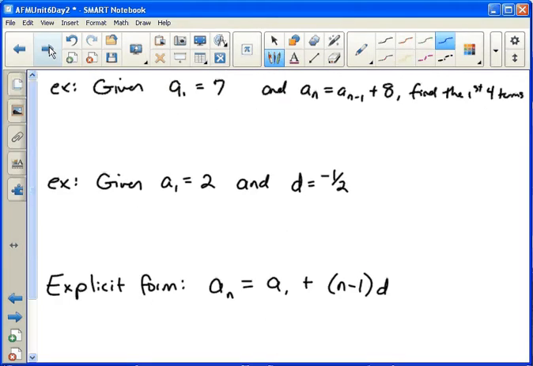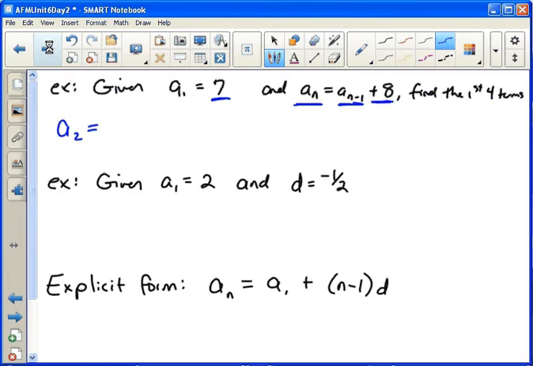Okay, one thing they may ask is to put it in recursive form. We've actually done a couple of these on our homework already. It says given a1 equals 7, so that's our first term, and then it says an equals an minus 1 plus 8. Remember, this represents the term you want, this represents the term you have, and this tells you what to do to it. So right now the term we have is 7, so to get the next term that we want, we just add 8, because that's what this is telling you to do.